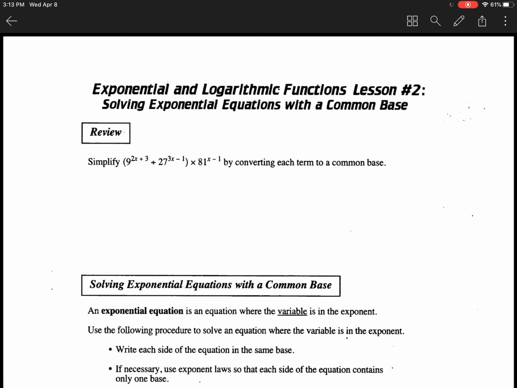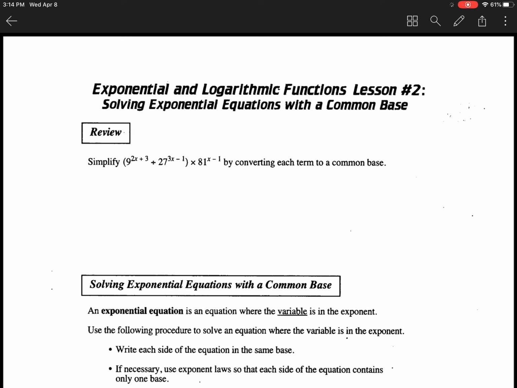Hi guys, a really nice short lesson today, dealing with what we looked at in the first lesson. We are now going to be solving exponential equations with a common base. The other day we were simplifying exponential expressions by converting to a common base. Today we're going to do the same kind of thing, but we want to solve an equation.